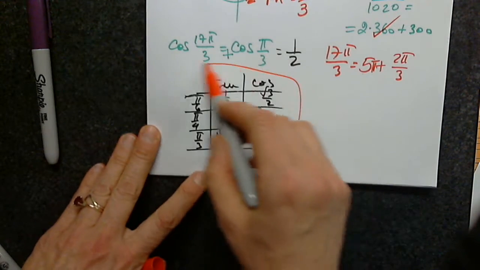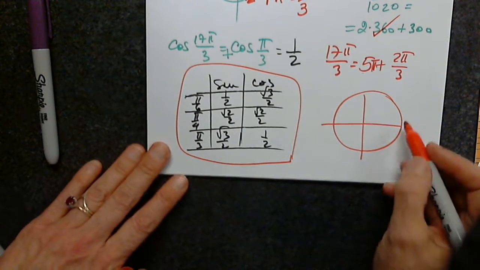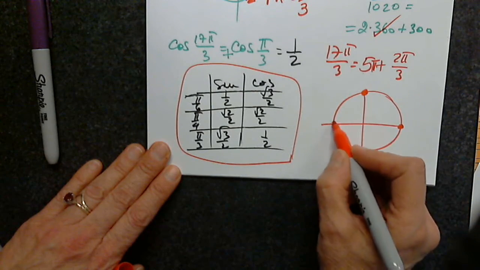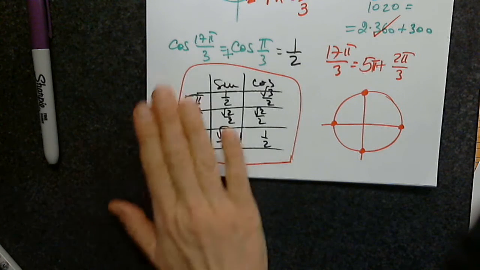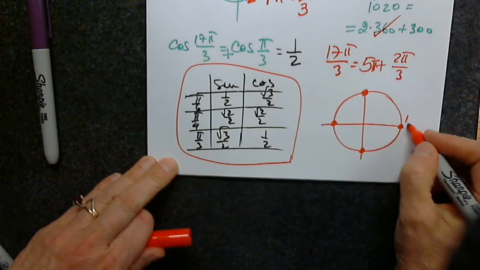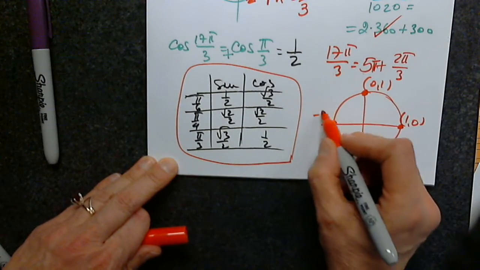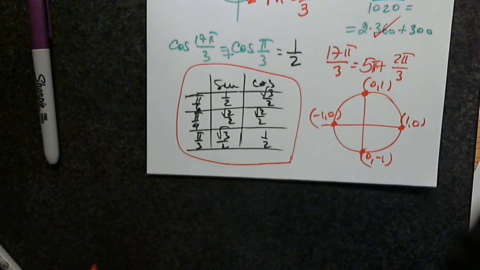That's all I'm asking you to remember. And of course, in addition to that, I'm asking you to remember these points. And cosine is the x-coordinate, and y is sine. That's all I'm asking you to remember. So here I have 1 comma 0, 0 comma 1, negative 1 comma 0, and 0 comma negative 1. The first coordinate is always cosine, because cosine is measured on the x-axis. The second coordinate is always sine, because sine is measured on the y-axis.